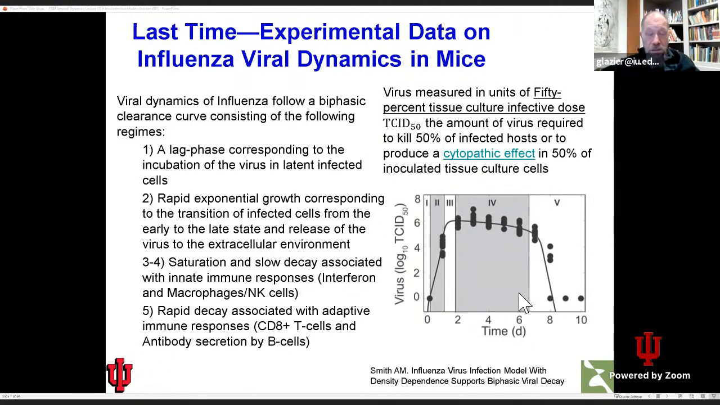The other thing that is difficult is this region she's labeled region 3, which is where the maximal viral load happens. And you'll notice that there's no sampling at the time when the maximum should happen. And so that makes it difficult to know when the maximum happens and what the value of the maximum is.